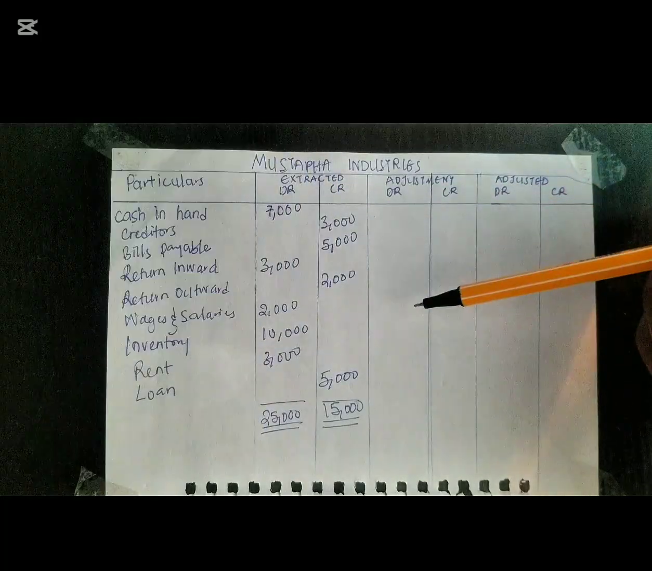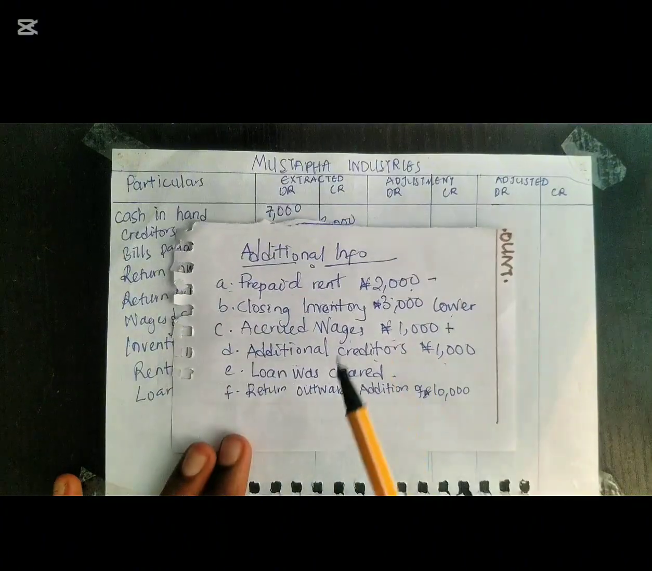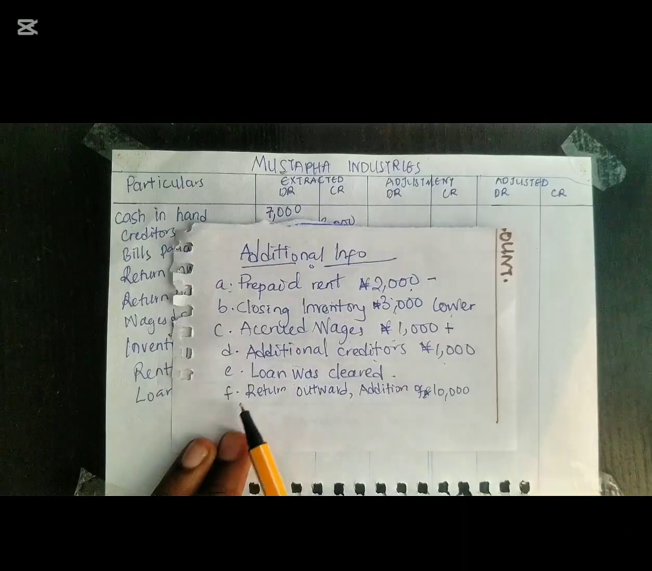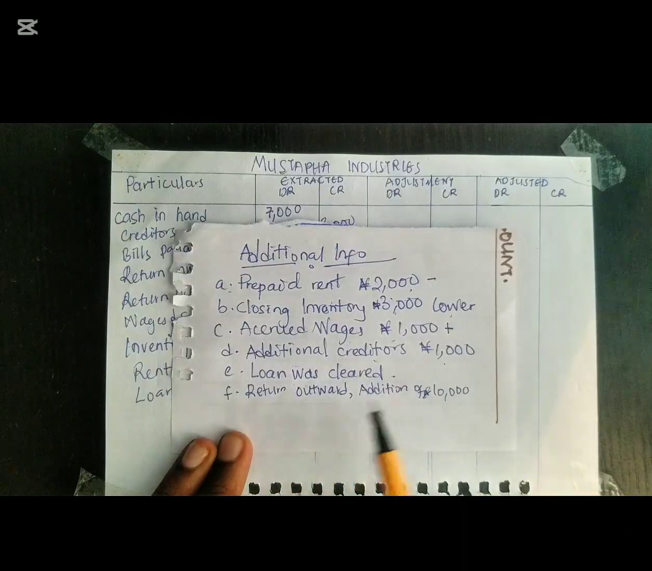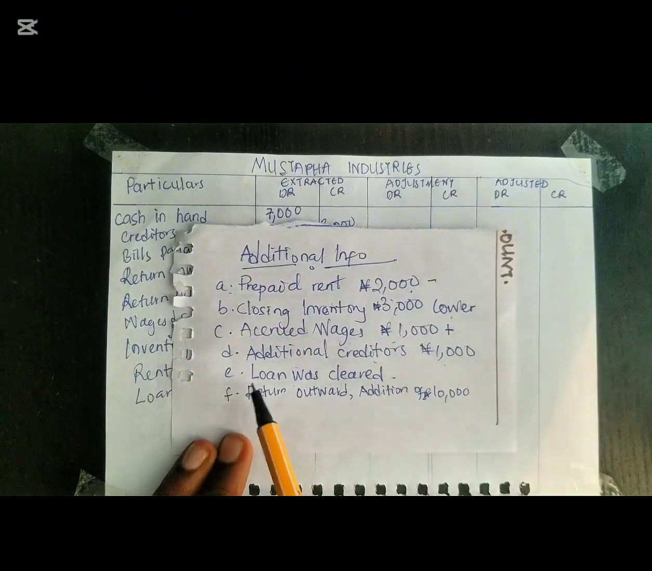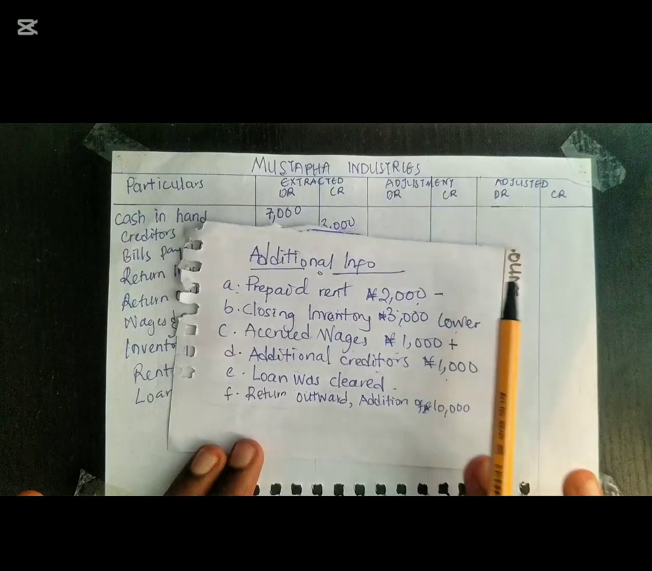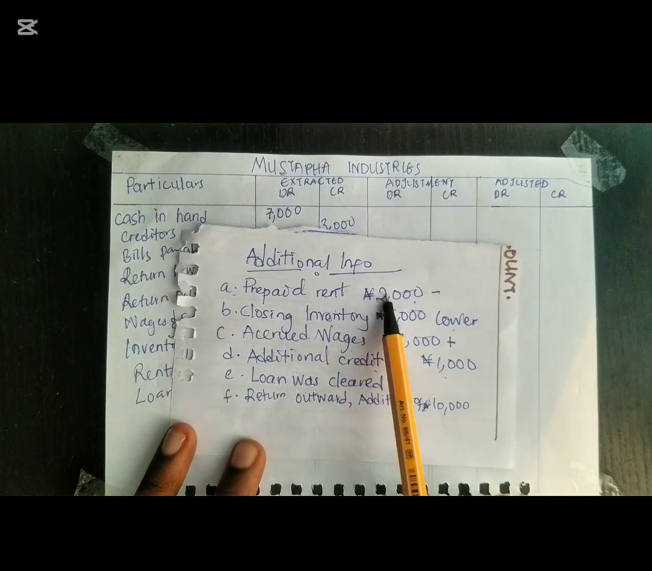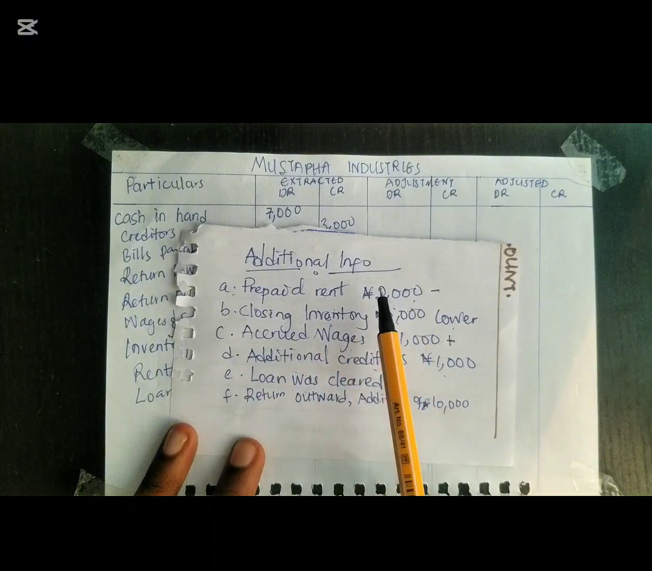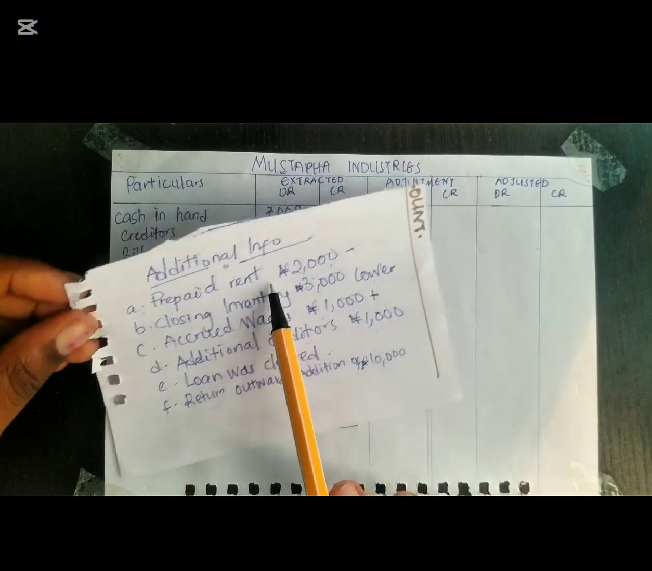So now this adjustment is what we have been given here that we're going to use to make the adjustments. But before we actually go further, I added one more thing, which is return outwards addition of 10,000. I think last one we did, we stopped at E, so I added F for return outwards addition. So now the first one is prepaid rent, and I told us that anytime we hear anything about prepaid, we should know that we are going to deduct. So we're going to deduct from rent because the prepayment is going to rent, right?